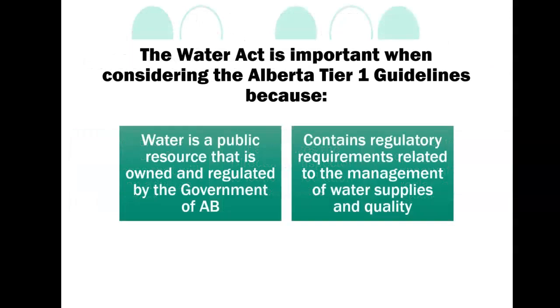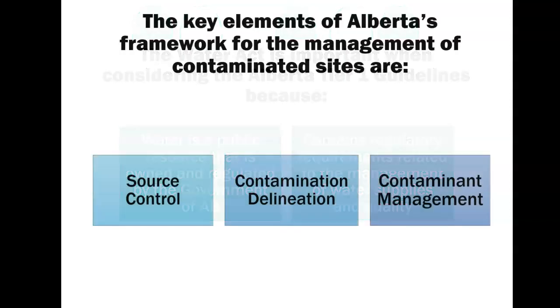The Water Act is important when considering the Alberta Tier 1 guidelines as well, because water is a public resource and it's owned and regulated by our government. And these regulatory requirements relate to the management of our water supplies and water quality that are found within the Water Act. So the key elements of Alberta's framework for the management of contaminated sites include source control, contamination delineation, and then managing those contaminants.